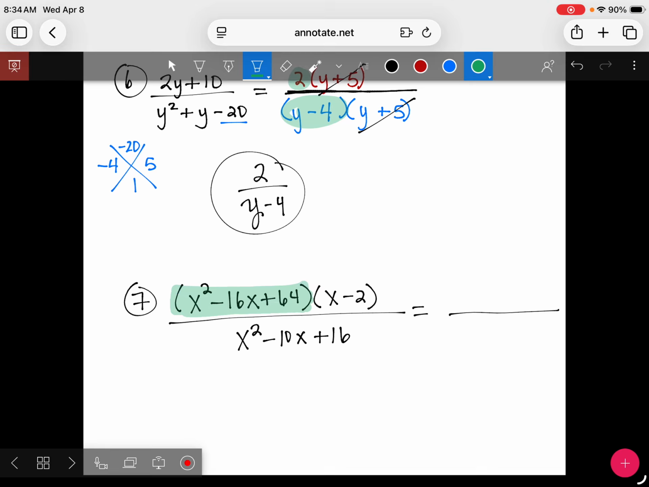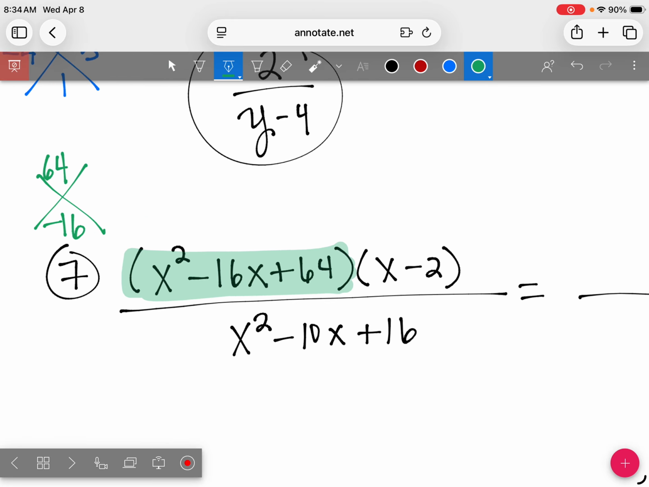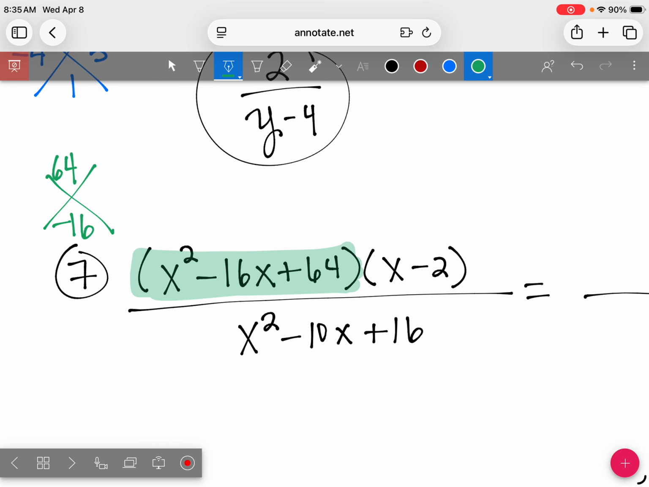So I want you to find two numbers. They multiply to be 64, and they add to negative 16. So let's start off with that one first. We need two numbers that multiply to be a positive 64 and add to a negative 16. Now, because the top number is positive, that means both numbers will be negative. So it's two negative numbers.